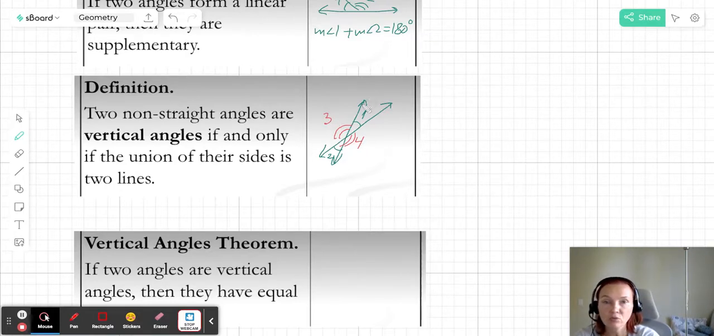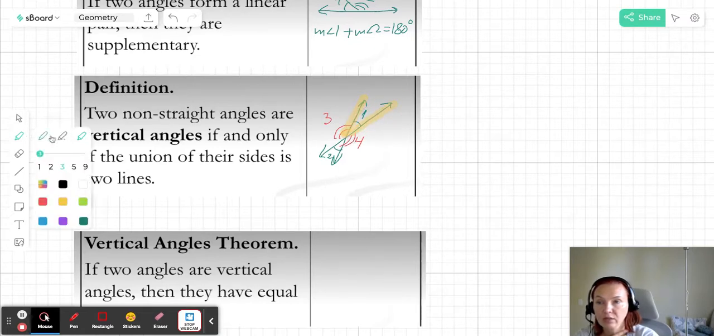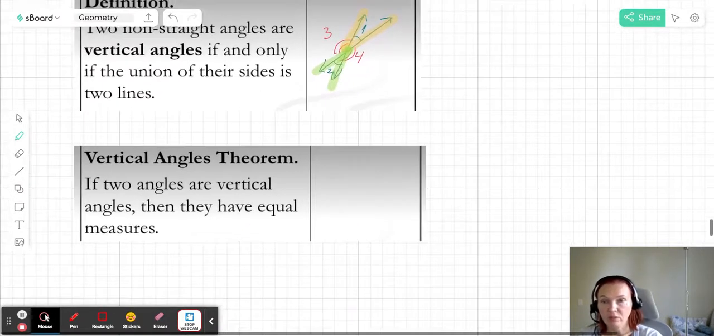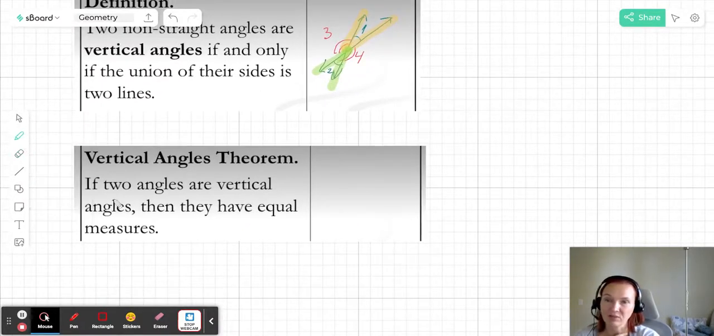But the union of their sides is two lines. The sides of angle 1 are this one and this one. Those are the sides. The sides of angle 2 are those two sides. So if I now highlight them, right, those two sides, and then let's say I have those two sides, now you can see that, oh, this part is a line and then this part is a line. So those two angles 1 and 2 and 3 and 4, they are called vertical angles. And there is a theorem that comes with it, which I should have asked you to guess, but I forgot. So if two angles are vertical angles, then they have equal measures. You can see it from the diagram. You can see that measure of angle 1 has to be equal measure of angle 2, and then measure of angle 3 is equal measure of angle 4.